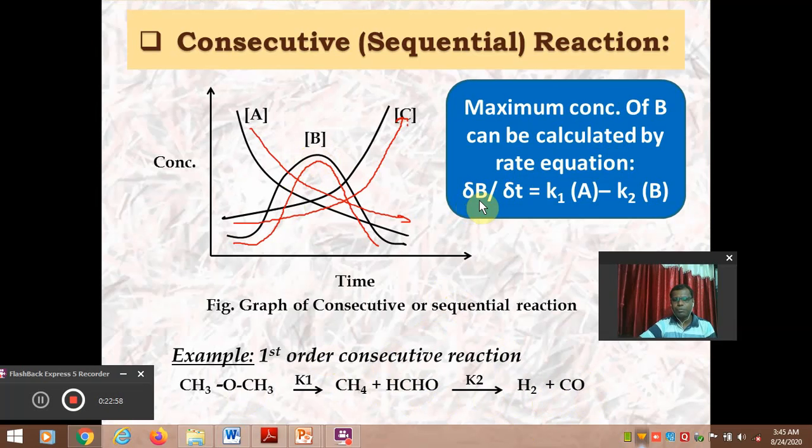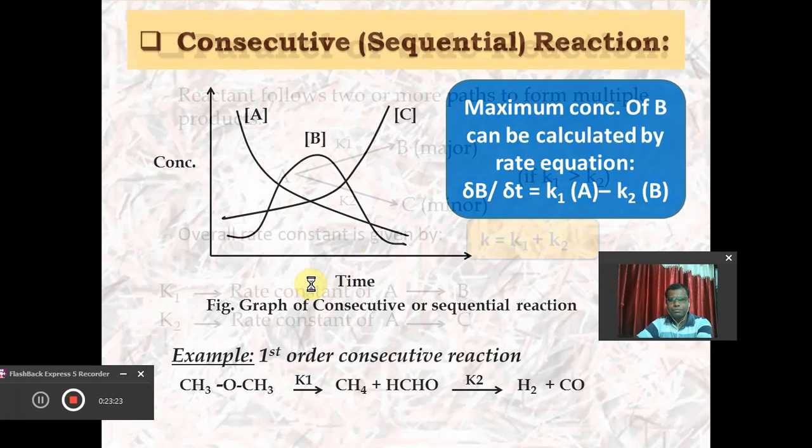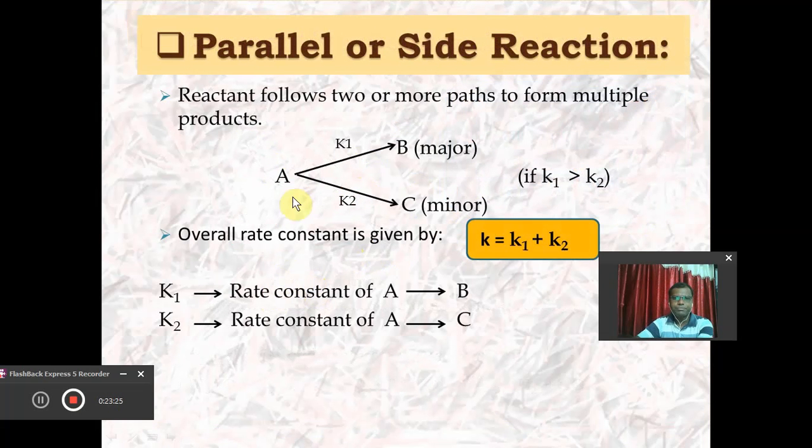The change in concentration of intermediate B with the change in time, meaning the rate of this reaction, is equal to the rate of conversion of A into B minus the rate of conversion of B into C. So it is K1 times the concentration of reactant A minus K2 times the concentration of intermediate B. This is one of the important types of complex reactions that we discuss. Next is the parallel reaction. Parallel means simultaneously.